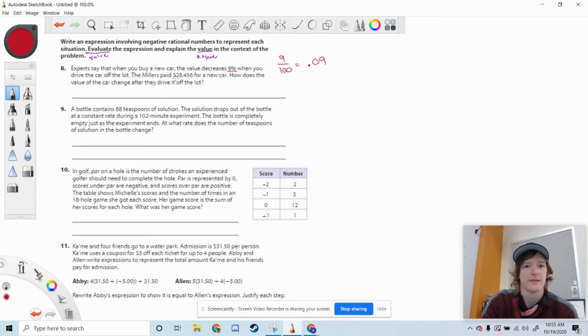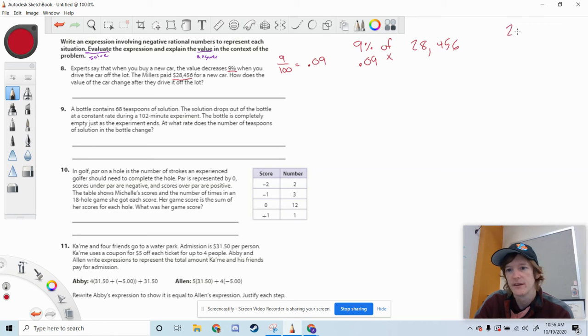So what happens here is they bought this car, and experts have said that the value of the car, they paid this much, but right when they pull it out of the parking lot, its value is no longer $28,456. It's going to go down by 9%. So we need to multiply to figure this out. We need to figure out what 9% of 28,456 is. When I say of, that means multiply. And when I say 9%, that means 0.09. So let's go ahead and multiply this out.